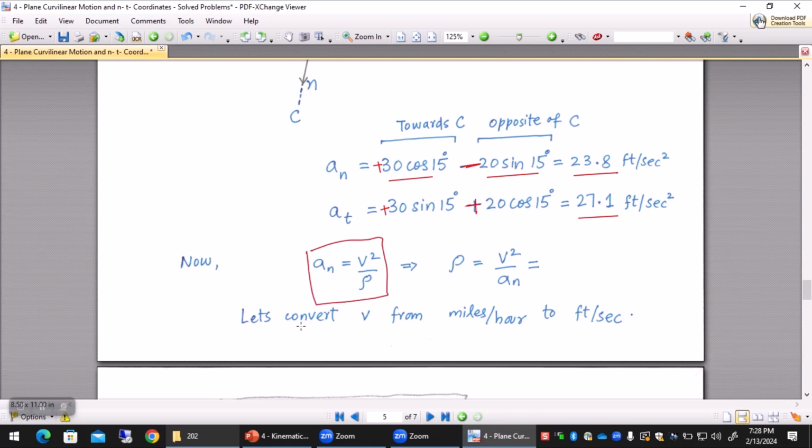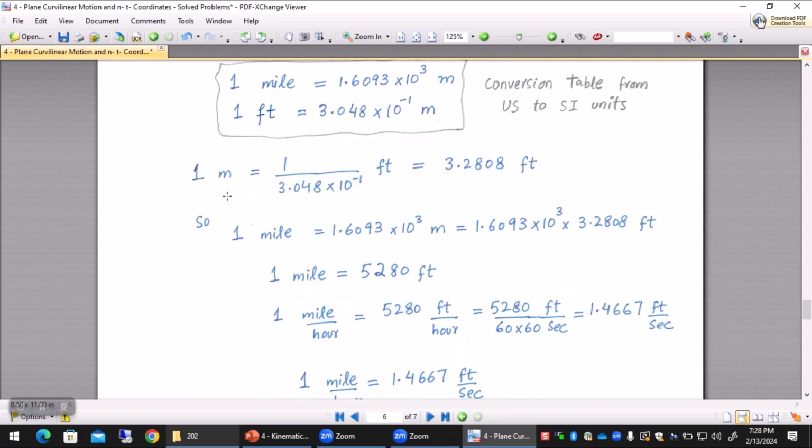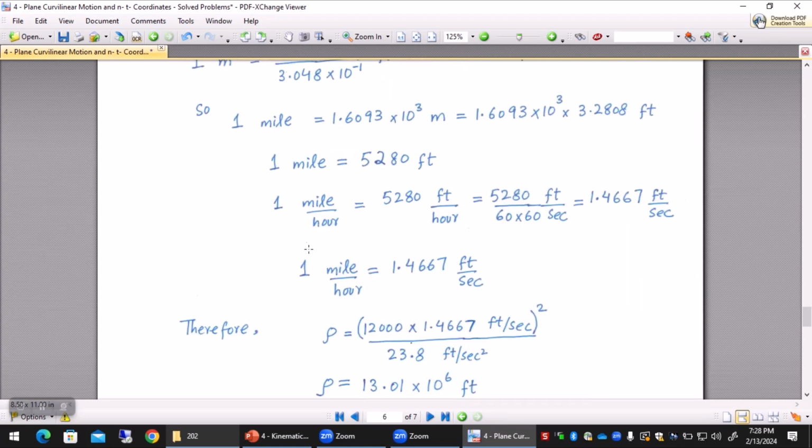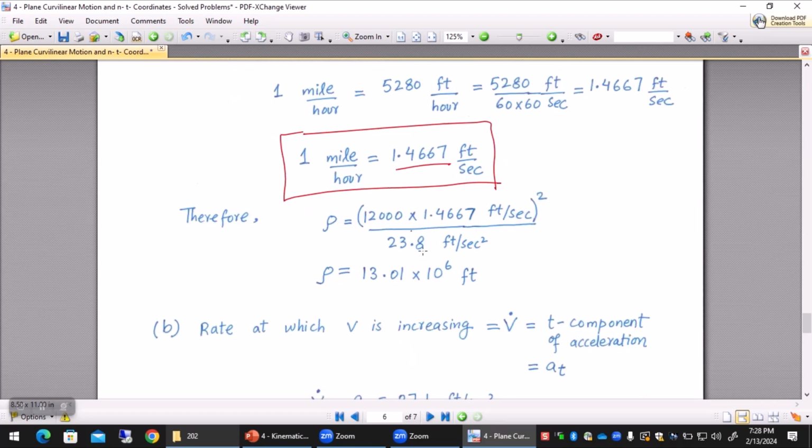But obviously velocity was given in miles per hour, and the problem is in feet and second units. So we need to convert miles per hour to feet per second. I did that conversion here, and finally I arrived at this conclusion that 1 mile per hour is equal to this many feet per second. Now I just put the numbers in. Rho is equal to V squared over a sub n, right? Applying the formula a sub n is equal to V squared over rho, V needs to be converted from miles per hour to feet per second, squared, divided by a sub n. Now the units are consistent. We can determine rho in feet directly, and it came out to be this number, right?